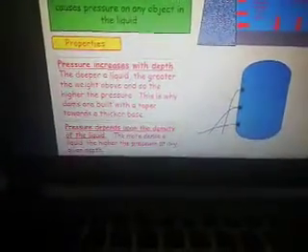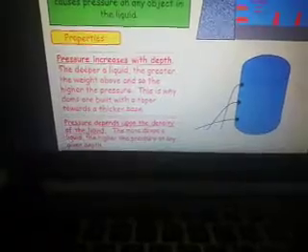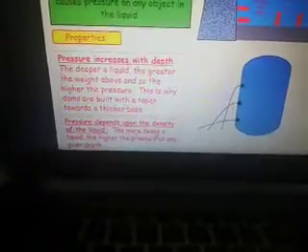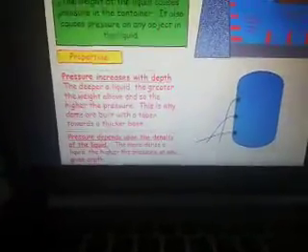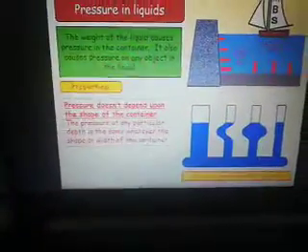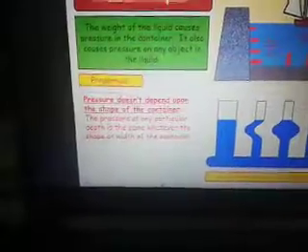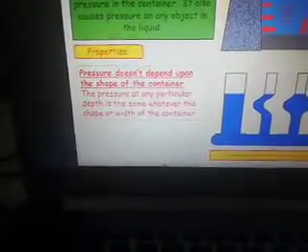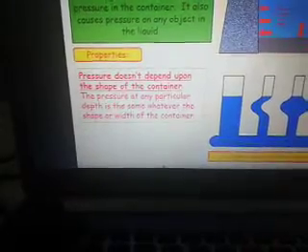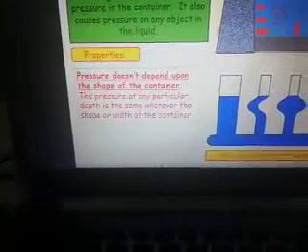The next one: pressure depends upon the density of the liquid. The more dense a liquid, the higher the pressure at any given depth. Now we go to the next one. Pressure doesn't depend upon the shape of the container. The pressure at any particular depth is the same whatever the shape or width of the container.